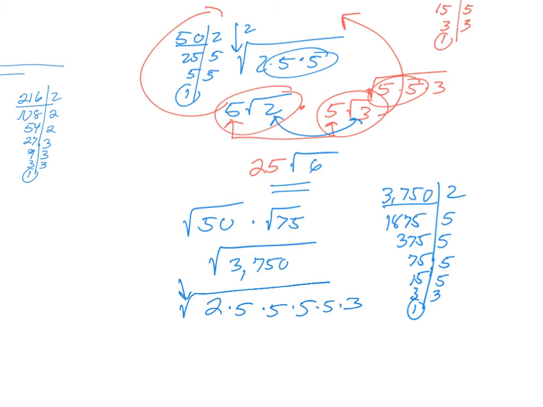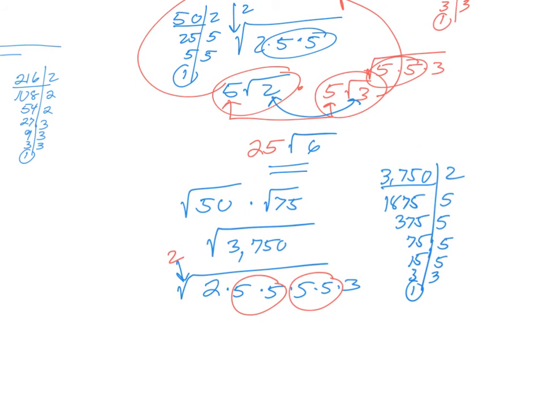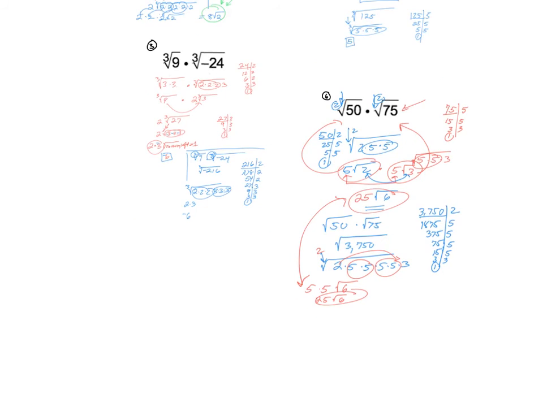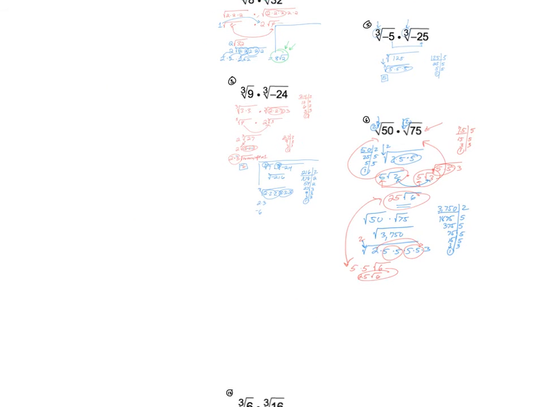The index is 2. So therefore, every set of 2, we can take out 2 5's and we can leave a 6, the 2 times 3 inside. And so we get 25 square root of 6, which is the same answer we got the other way. Proving that no matter which method you use, you will get the same answer. Let's go ahead and do some problems with letters.